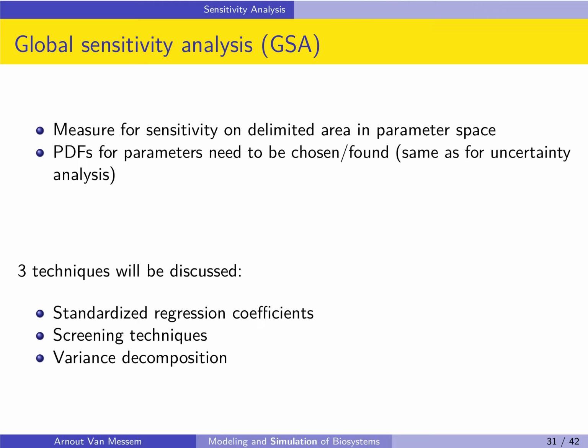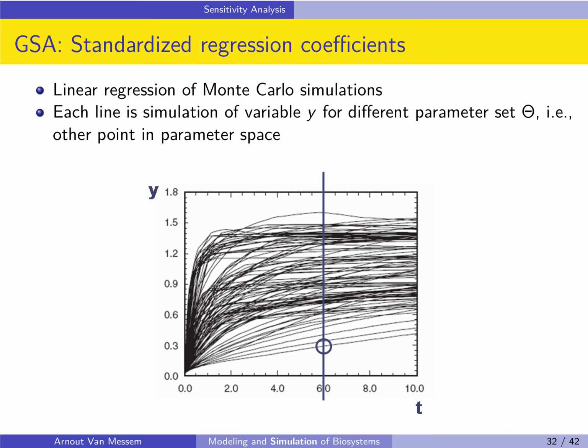In order to perform a global sensitivity analysis, we need to know or choose the probability density functions for the different parameters. In this part, we will discuss 3 different techniques. We will take a look at standardized regression coefficients, screening techniques, and then finally variance decomposition. First off, standardized regression coefficients.